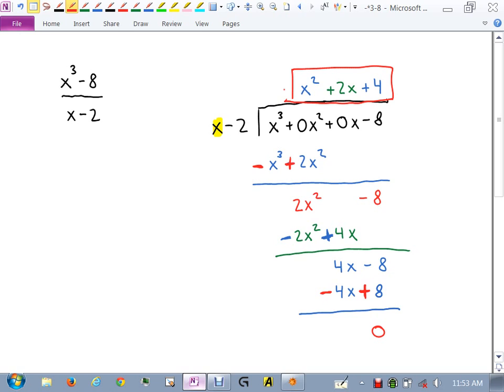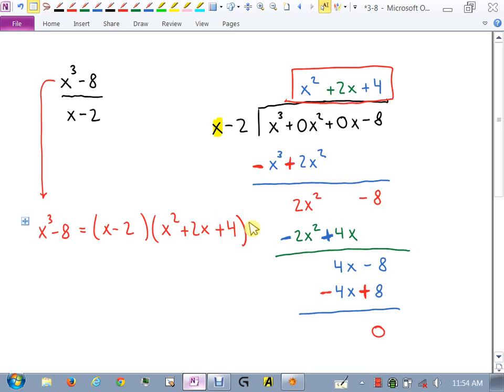Which really means what? That this x cubed minus 8 could be looked at as being what times what? X minus 2 times x squared plus 2x plus 4. Does anybody recognize that this is a difference of cubes? Yes? If someone were to tell you to factor this using the difference of cubes formula, this is exactly what you would have gotten had you used the formula.